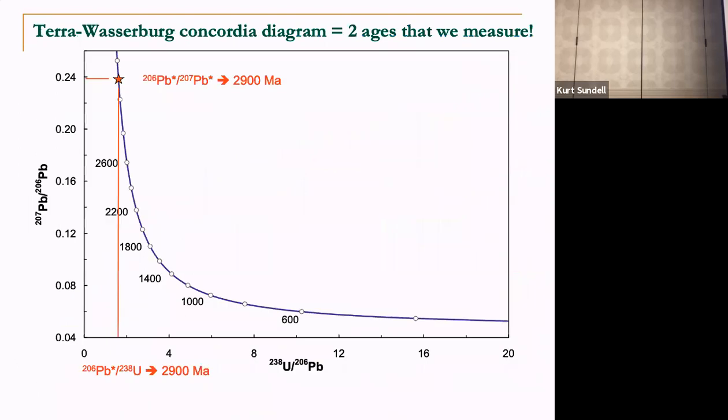Okay, so you're probably asking yourself, well, we're going to measure those two, why don't we just plot those two on a diagram? So we do that sometimes. This is a different kind of diagram. We call this a Tera-Wasserburg diagram. We have uranium-238 to lead-206 on the x-axis, lead-207 to lead-206 on the y-axis, and you could calculate out your 206/207 ages.